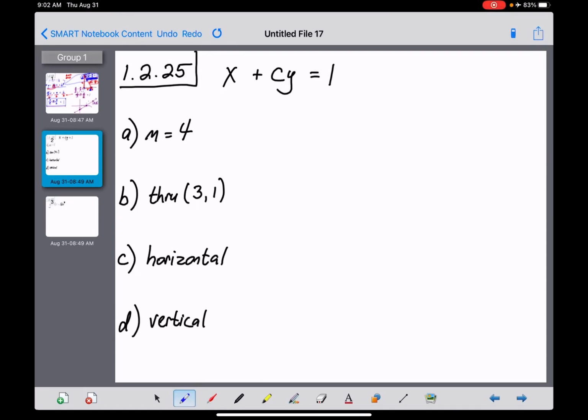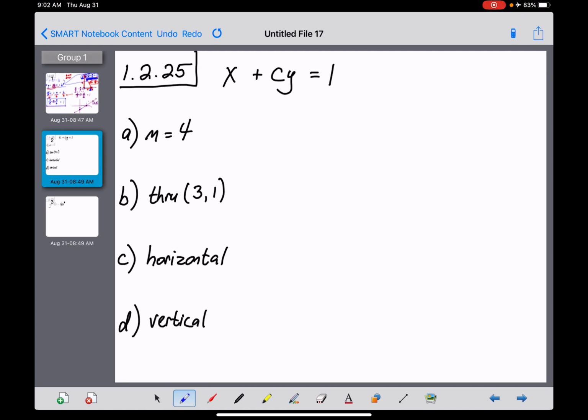Number 25 here is asking us to determine whether or not there exists a constant c such that these four things here are possible. And the fact that they worded the question that way and then gave us four different questions really makes me think that at least one of these is going to end up not being possible, but I'm getting ahead of myself.